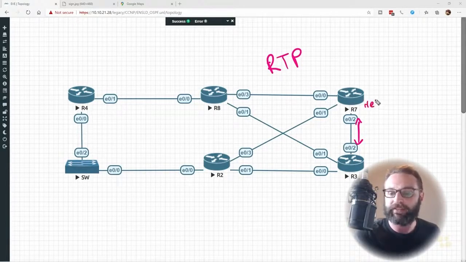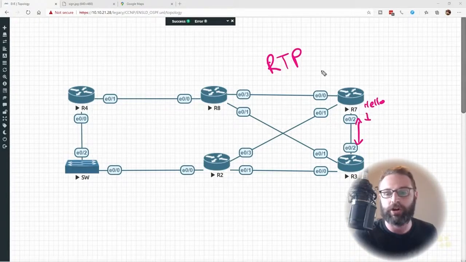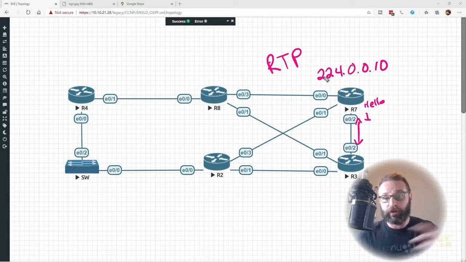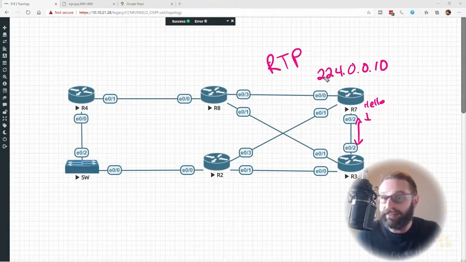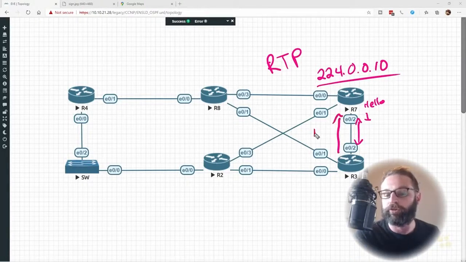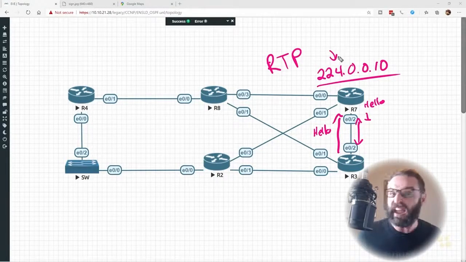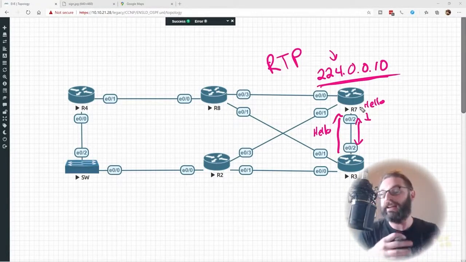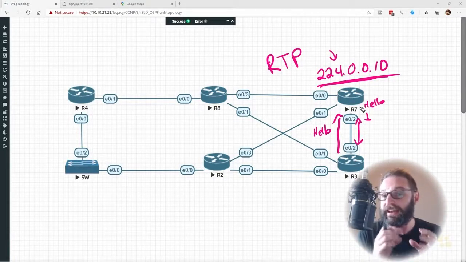EIGRP sends hello packets out the interfaces that the network statement matched on. These hello packets are destined to 224.0.0.10. This is the EIGRP multicast address that says for any router that's on this Ethernet segment that is listening on EIGRP, this is for you. Hello, I am out there. Router 3 also sends a hello packet towards router 7, also destined to 224.0.0.10. And then some interesting stuff happens. Once they've seen each other, because they're going to say, these are the hello packets that I've received from other routers, they'll be able to see, oh, you've already seen me. It's time for us to start forming an adjacency and exchanging information.